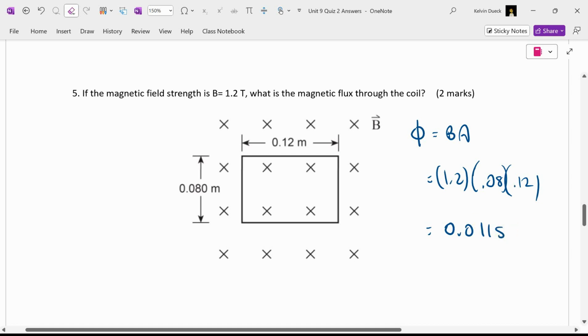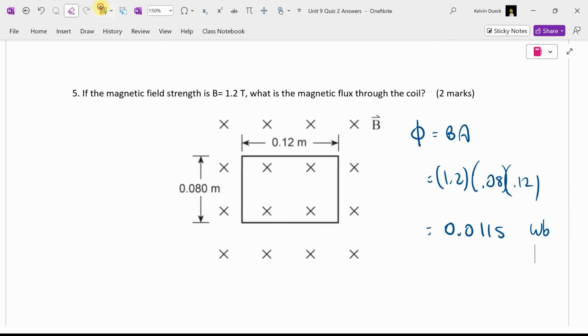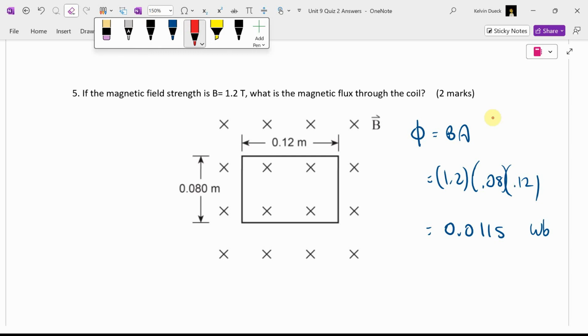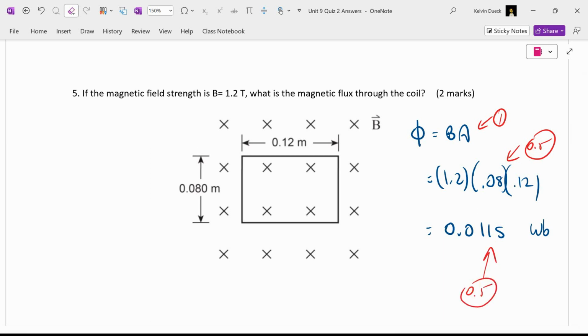0.115. What are the units for magnetic flux? Yeah, the units for flux are lines per square meter, but lines. Magnetic flux is Webers. Okay. So, you want 0.012? I'd take that, but go to 3 sig figs. It's 2 marks in terms of part marks. I'd give you 1 mark for that, half mark for the numbers, and a half mark for the answer.